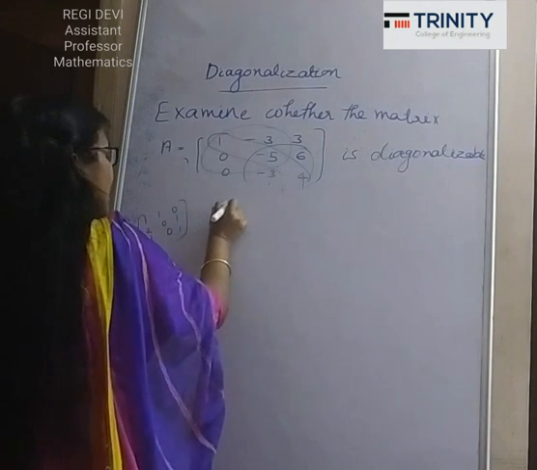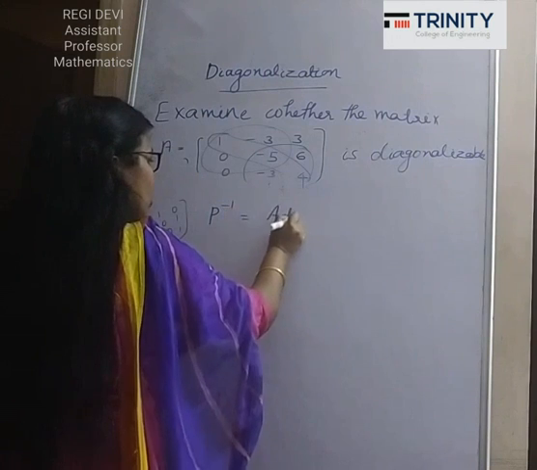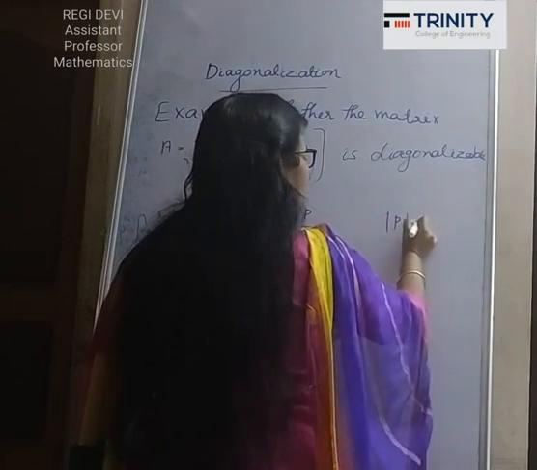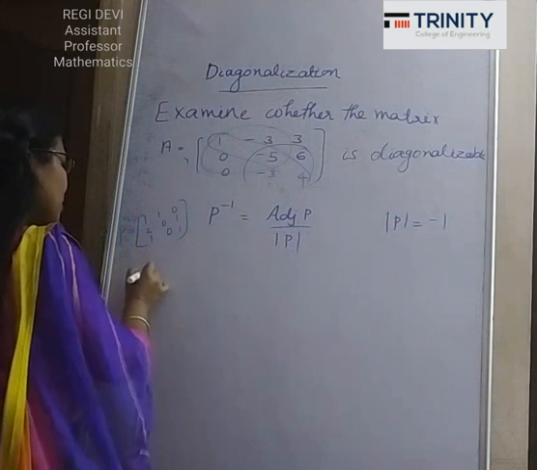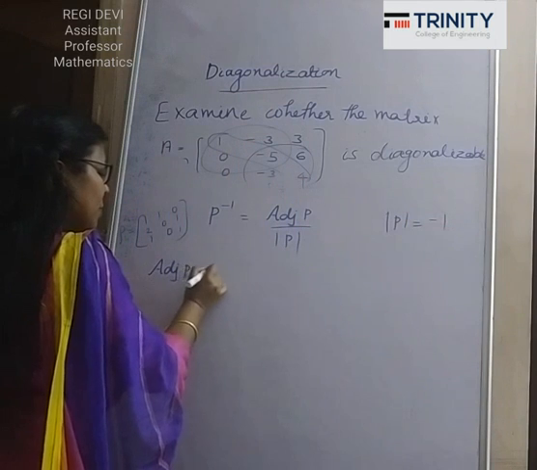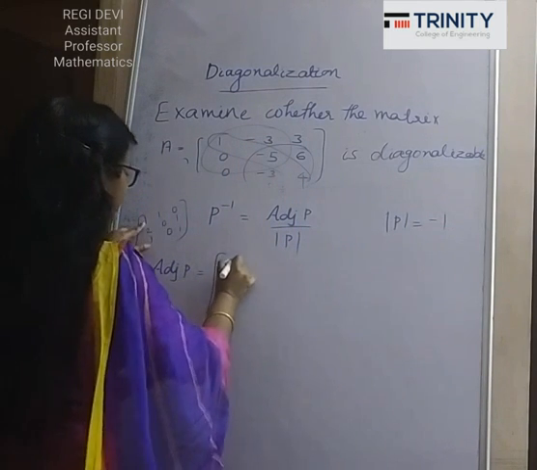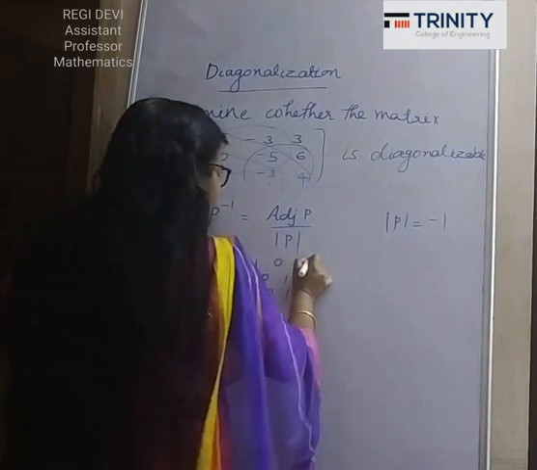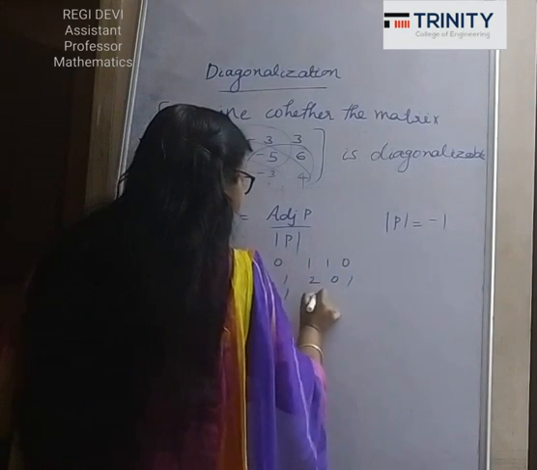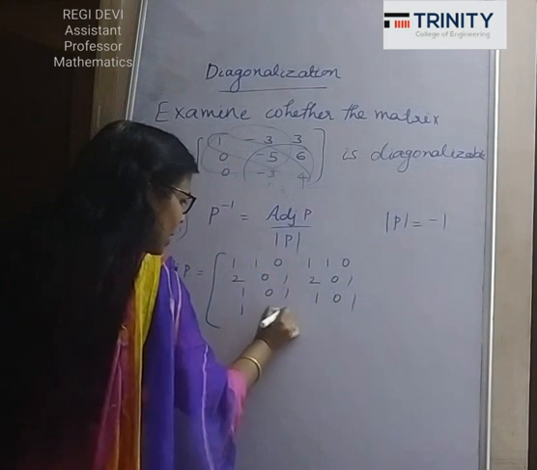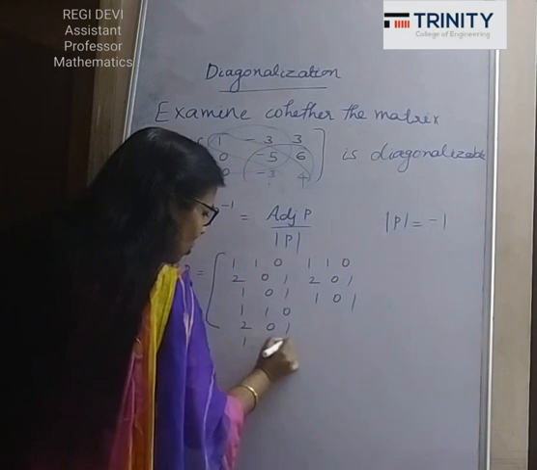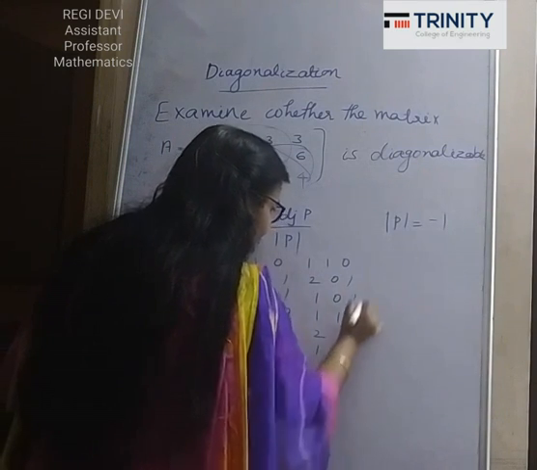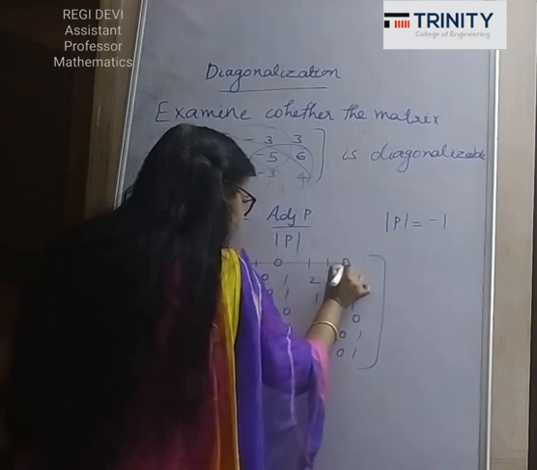Find P inverse. P inverse is adjoint P by determinant P. Determinant P is minus 1. We have to find adjoint P. What is adjoint P? Matrix P is 1 1 0 2 0 1 1 0 1. Write it again and cancel the border.